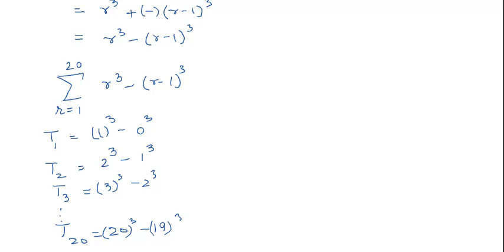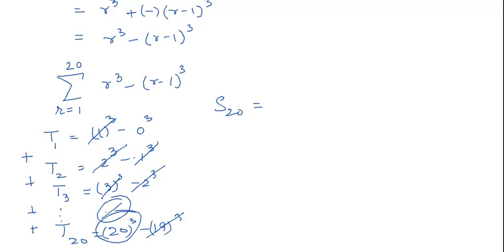Now if we add all the terms, then we will get the summation of the series. So I am writing plus sign. We can easily observe that this 1 cube and this minus 1 cube will be cancelled out, this 2 cube and this minus 2 cube will be cancelled out, and similarly this minus 19 cube will definitely be cancelled by the number before it. So what is the sum up to 20 terms? We are left with 20 cube minus 0 cube, and we know that 20 cube is equal to 8000. So by this we can say that statement 1 is correct.